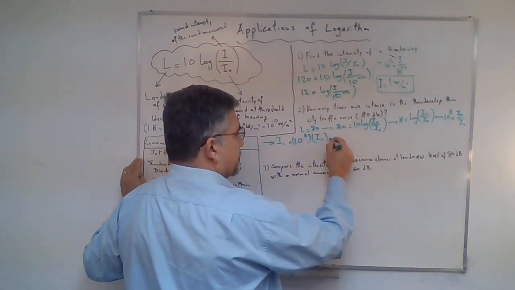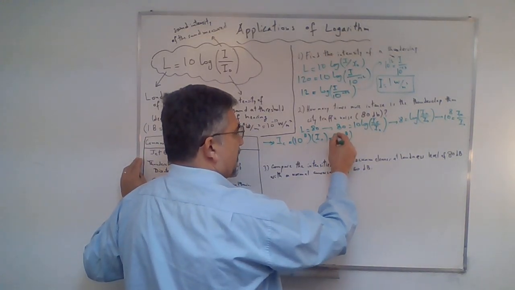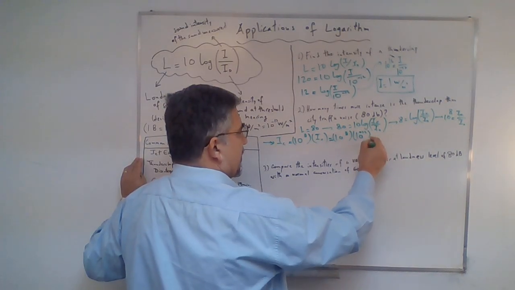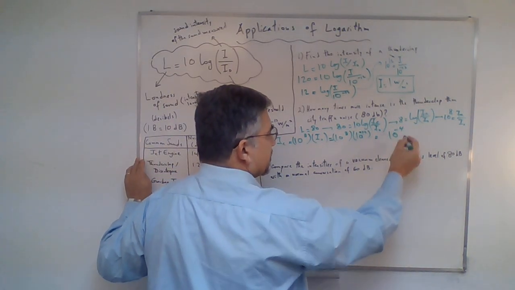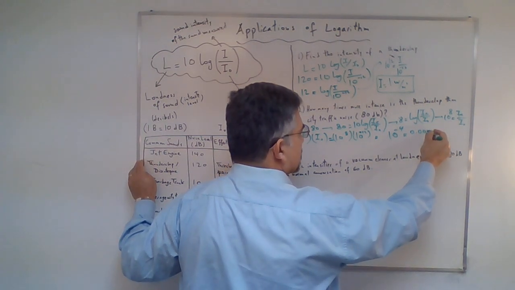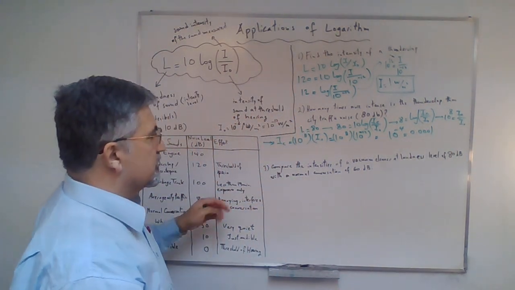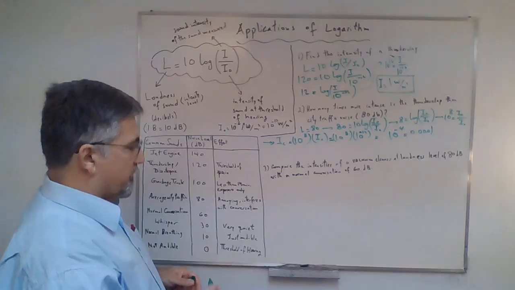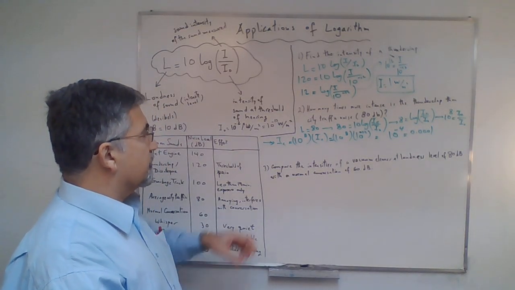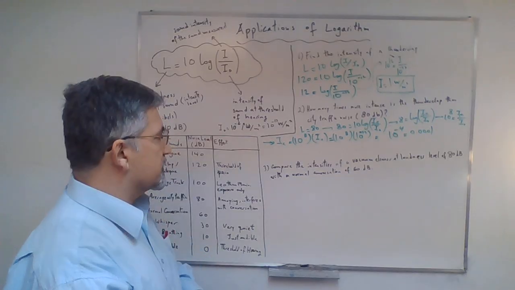And that would be 10 to the 8 times 10 to the exponent of negative 12, okay? And that would give you 10 to the exponent of negative 4. So this is 0.0001, I believe. So this becomes the intensity of the city traffic noise.